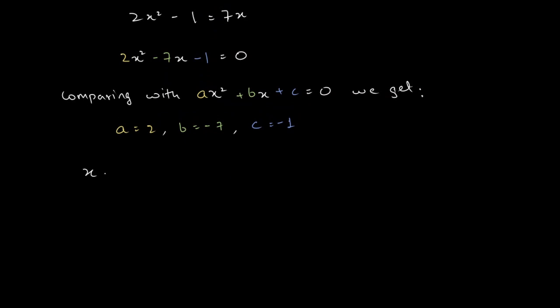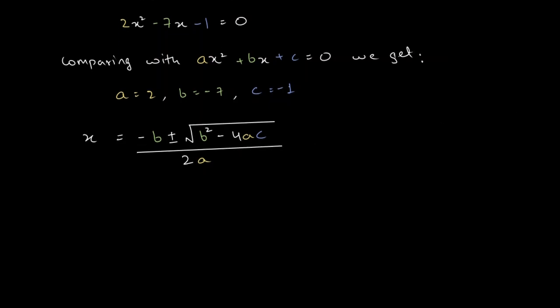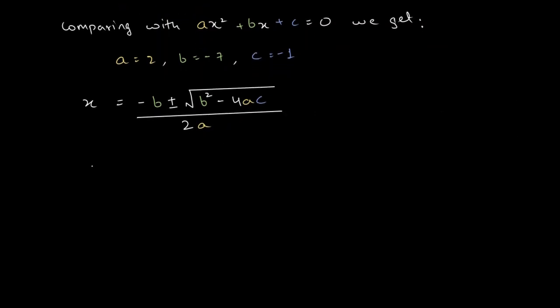So we have our values of a, b, and c. So our way of finding the roots will be the formula, which is x equals minus b plus or minus square root of b square minus 4ac, the entire thing divided by 2a, right? So this is our formula, minus b plus or minus square root of b square minus 4ac upon 2a. Let's start by substituting our values.